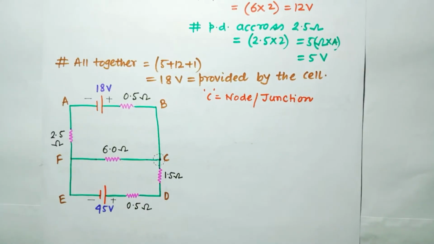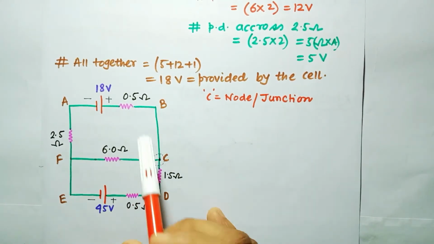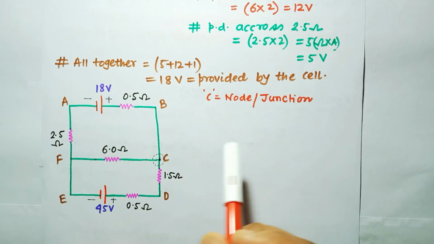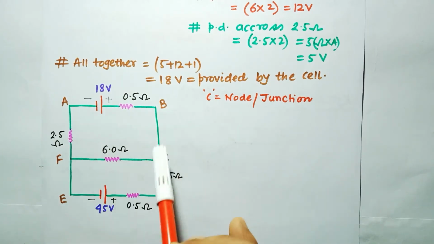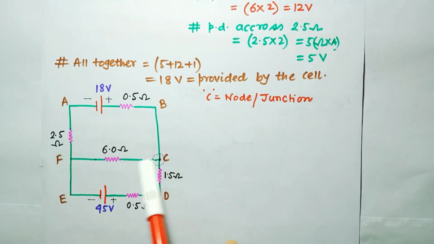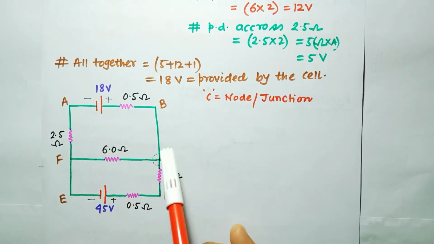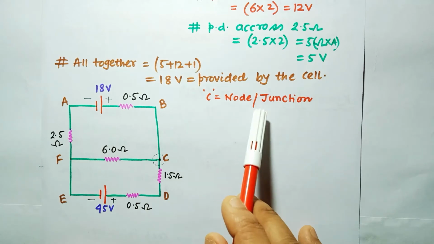And so now we will consider the following circuit to get a better understanding about the idea of the KCL and the KVL. So you can see this is the following circuit. It has two loops: A, B, C, F, A. Another one is F, C, D, E, F. So now you can see this is the node here. C is called the node or the junction.